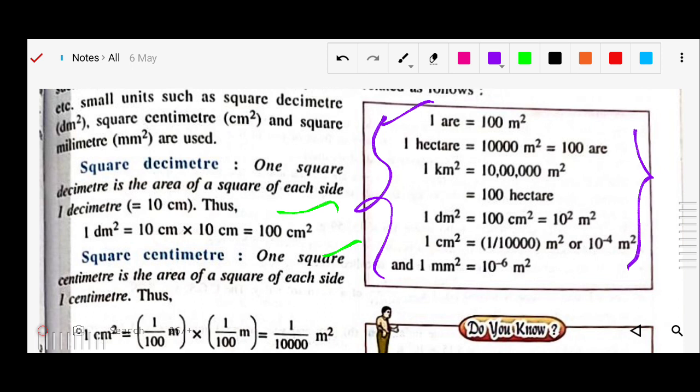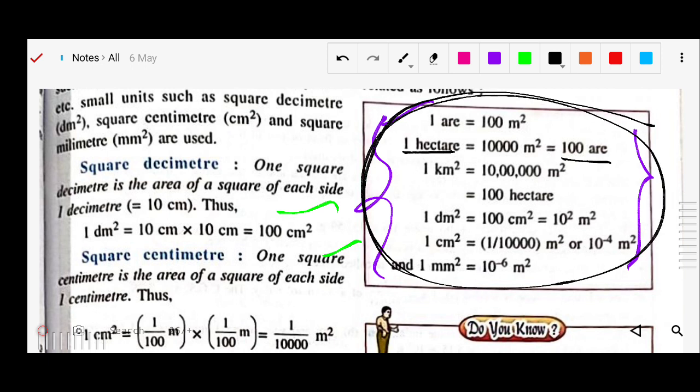So in 1 hectare how many acres? In 1 hectare 100 acres are there. 1 kilometer square is 10 lakh meter square, that is 100 hectares. 1 decimeter square is 100 centimeter square. Likewise, these are the units that you have to learn by heart, write in the copy, and learn, right?